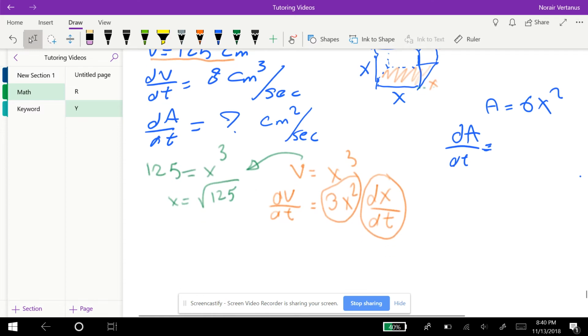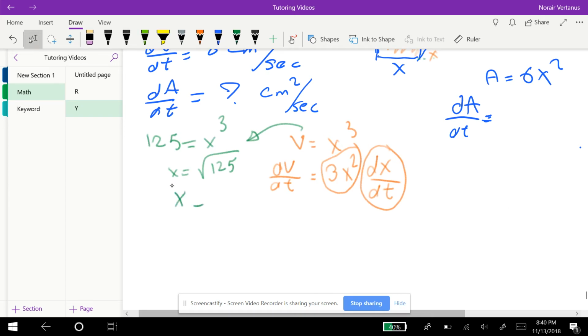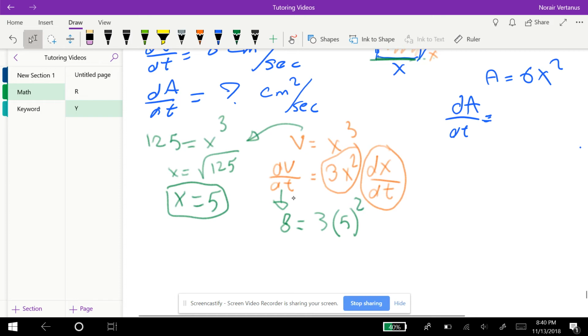Which is 25 times 5, so x equals 5. So now we have x equal to 5. At the point when x is equal to 5, we have dV/dt. So dV/dt was 8, equal to 3 times 5 squared times dx/dt. So from here, what is dx/dt? dx/dt is equal to 8 divided by 25 times 3, which is 75.